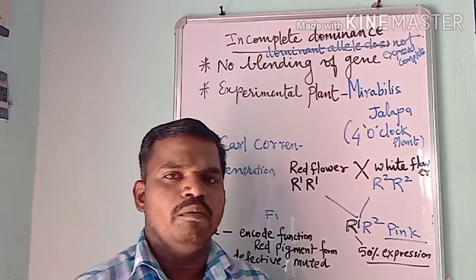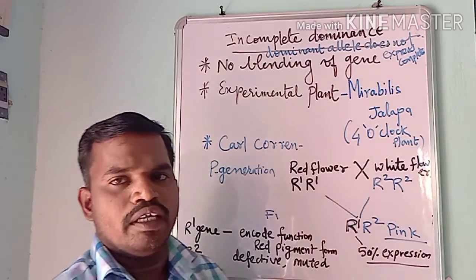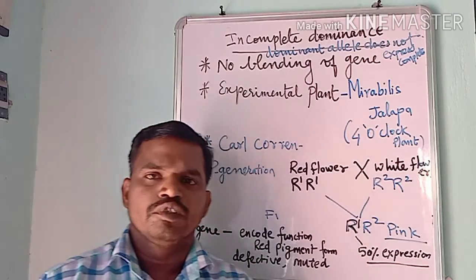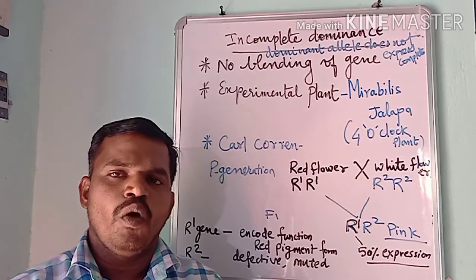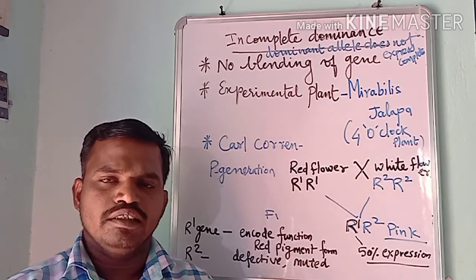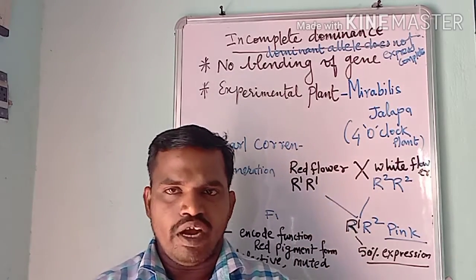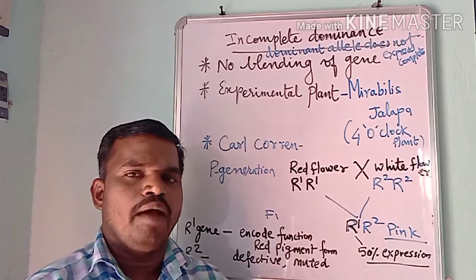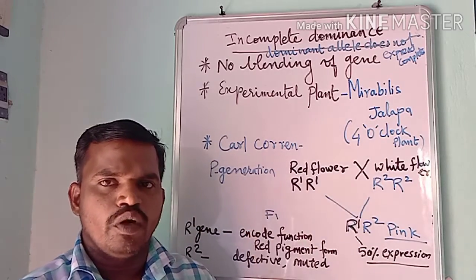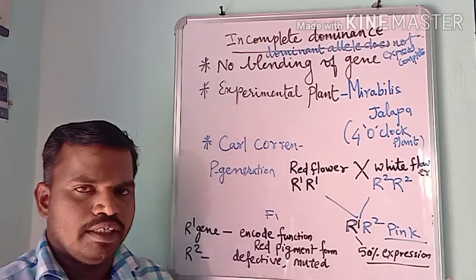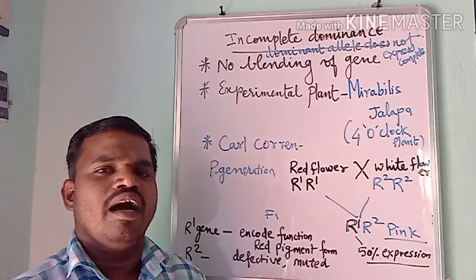Incomplete dominance is a phenomenon first observed in Mirabilis jalapa, the four o'clock plant. Some plants of Mirabilis jalapa have red flowers, and some have white flowers. Correns was the person who observed incomplete dominance in Mirabilis jalapa. So what happens in incomplete dominance?